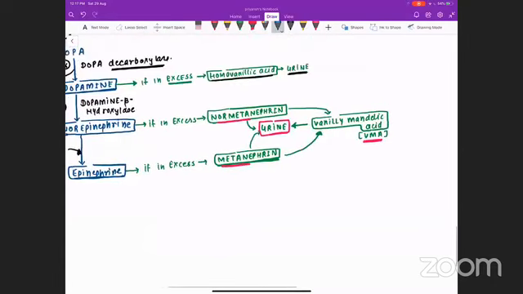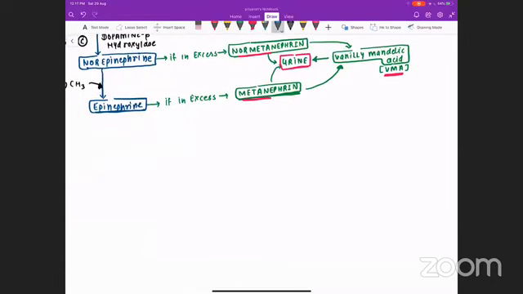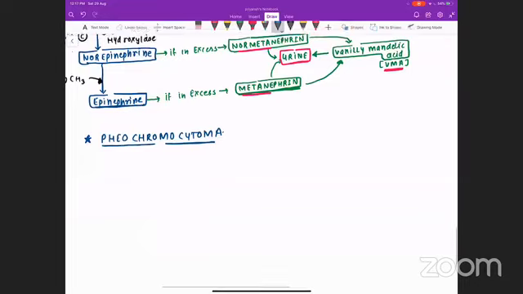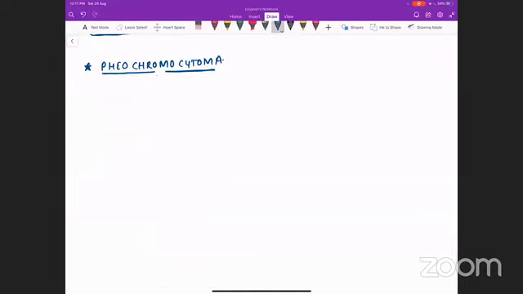I am writing a condition here. There is a disease with the name of pheochromocytoma. What happens in pheochromocytoma is, it is a tumor of the adrenal medulla. In the adrenal gland, we have two parts, cortex and medulla. So it is a tumor of the adrenal medulla.